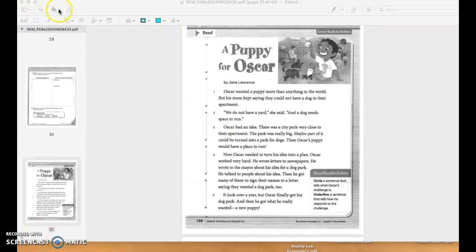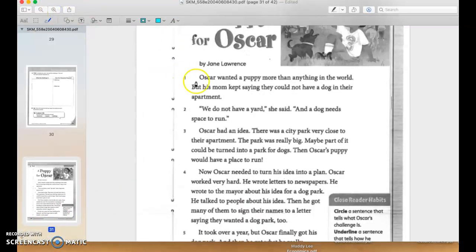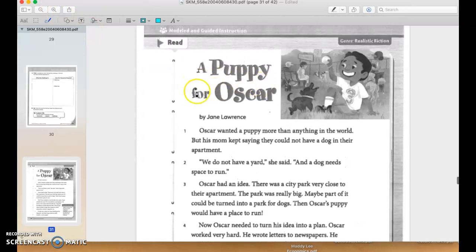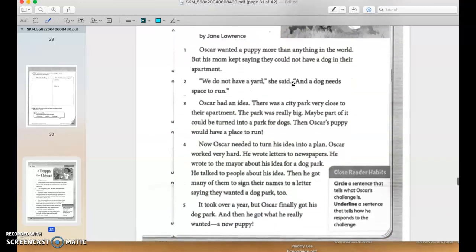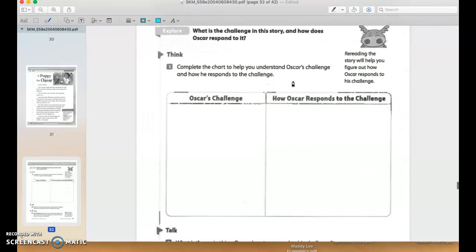A Puppy for Oscar. I'm going to zoom in a little bit here. You're going to read the story titled A Puppy for Oscar. Make sure you take note of the close reader habits, like circling sentences that tell what Oscar's challenge or problem is. Underline a sentence that tells how he responds or reacts to the challenge. So you'll do that now. Go ahead and pause the video, circle and underline your answers, and then we can move on.